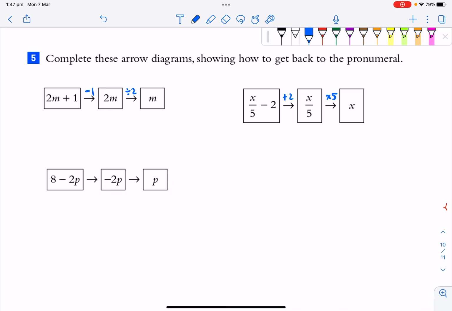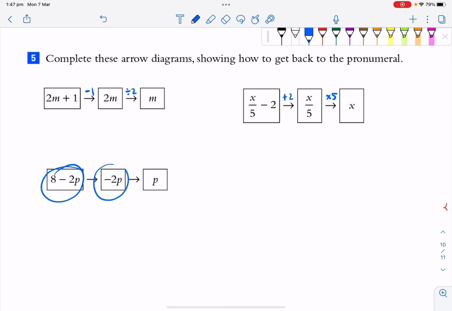So you're starting to see what this topic's all about. It's all about applying the reverse. -2 plus 2. Divided by 5 times 5. +1 minus 1. Times 2 divided by 2. So it's all inverse operations. All right, let's see how you go with this one.